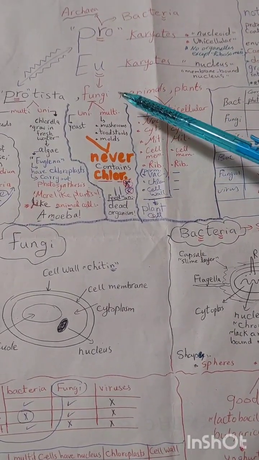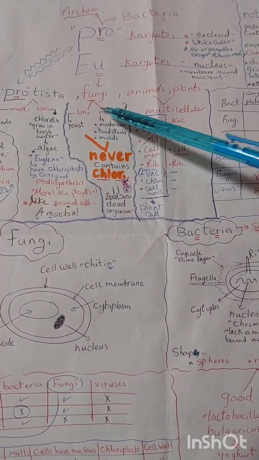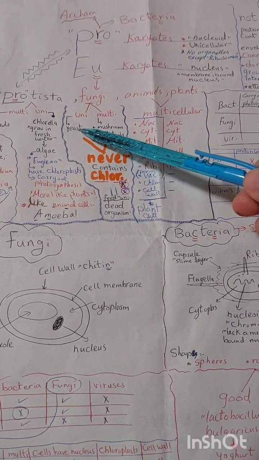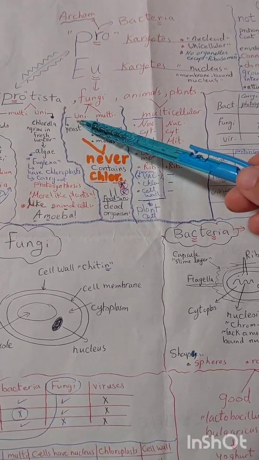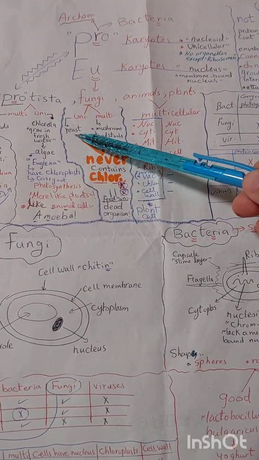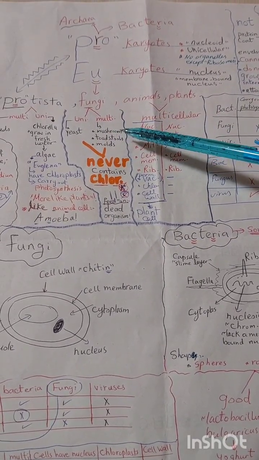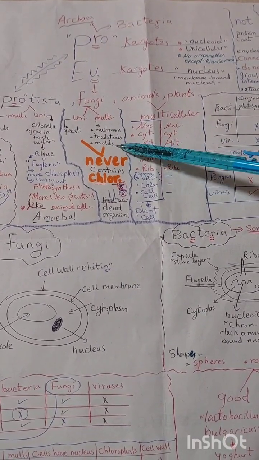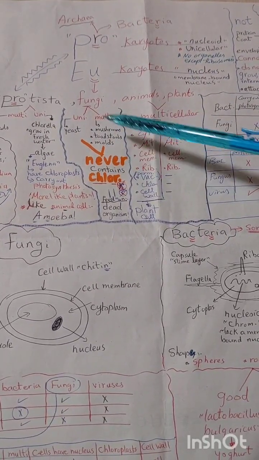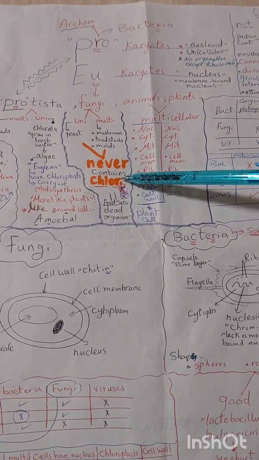Okay. Fungi are unicellular and multicellular. So for unicellular, we'll speak about yeast. Uni, only one. We'll speak about only one thing, yeast. And for multicellular, we'll speak about mushrooms, toadstools, and molds. And there is a very important point here. Fungi never contain chloroplast, okay?